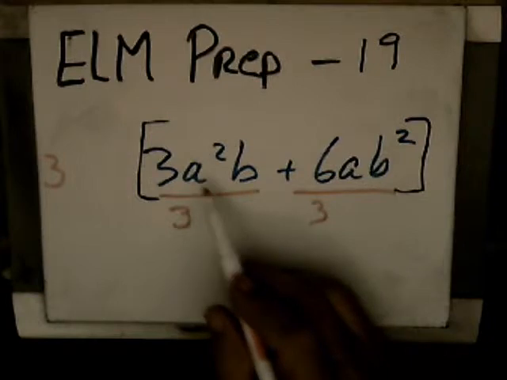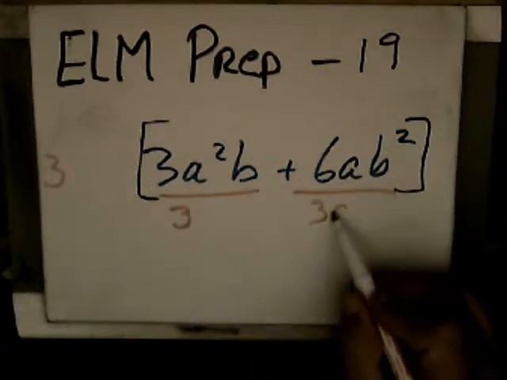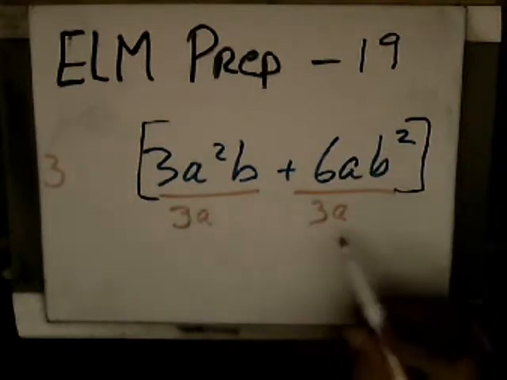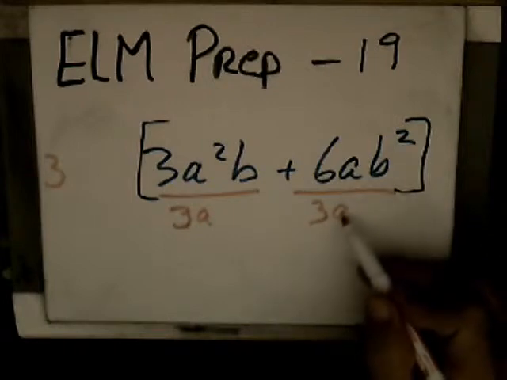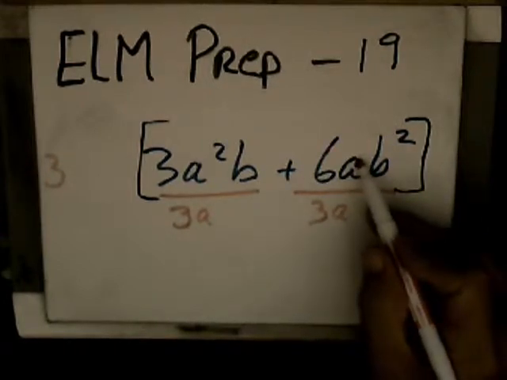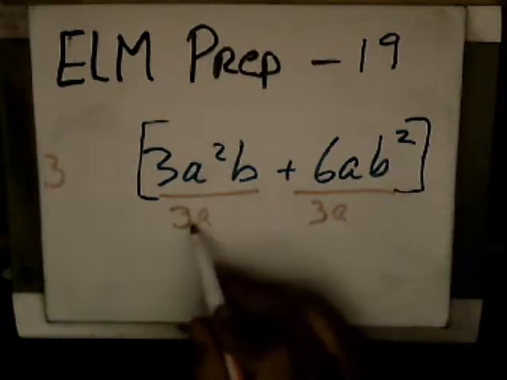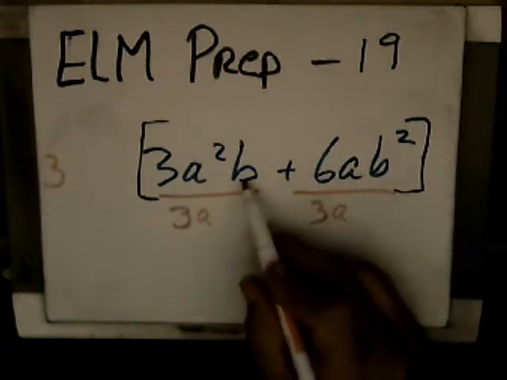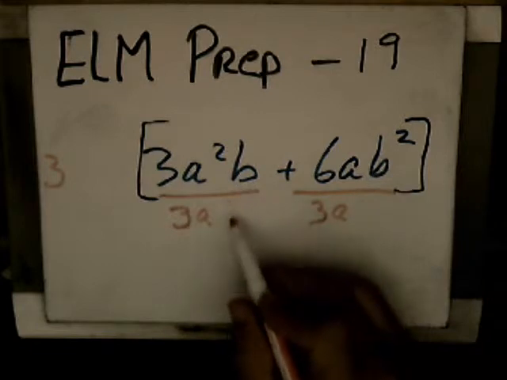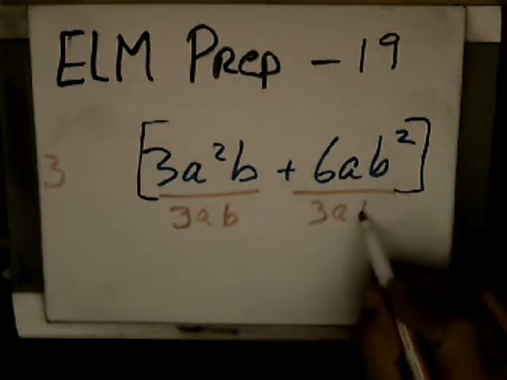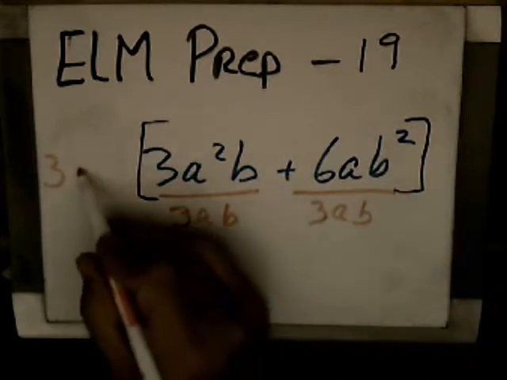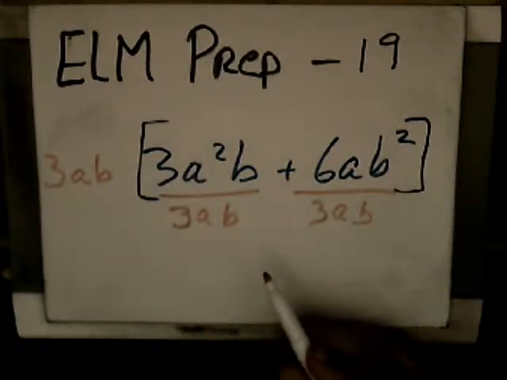I also look at a squared and a. I have an a here, so I'm going to divide by a here. Notice I could not divide by a squared because I only have one a here. So I'm going to take the lowest number of a's out. I have a b and a b squared. The smallest b is b to the 1, so I'm going to divide both of them by b. I divided by a and I divided by b.